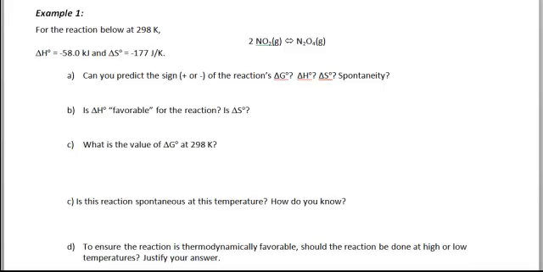So here we have what's called the dimerization of nitrogen dioxide. Nitrogen dioxide, you might recall, is our brown death gas. We often make it when we combine nitric acid with a metal to create that brown choking gas. Well, if you have two of those gas molecules, they can join together to make N2O4, dinitrogen tetroxide. We are given the enthalpy change and entropy change of the reaction, and now we're asked to predict the sign of the reaction's free energy change, enthalpy change, and entropy change, and determine if it's spontaneous or not.